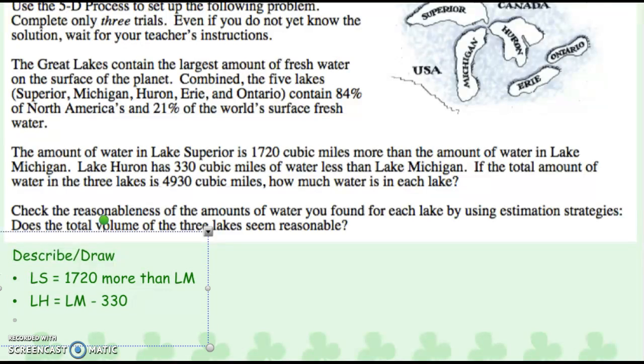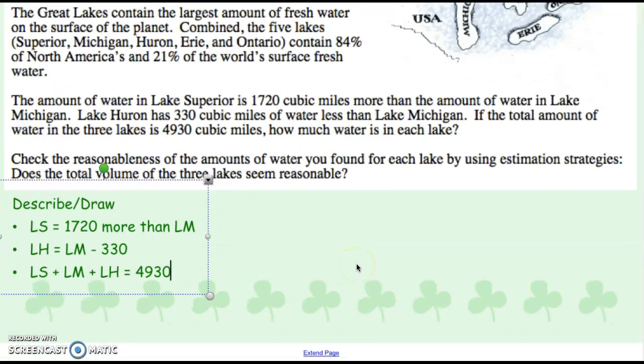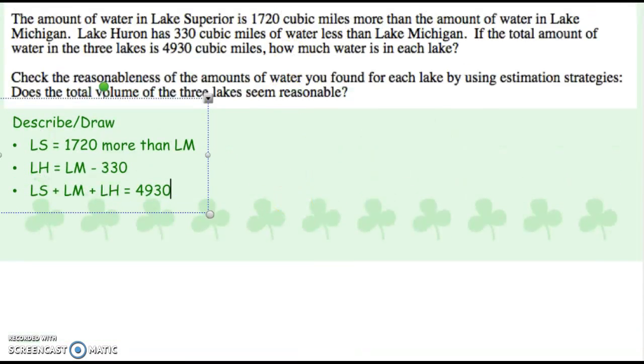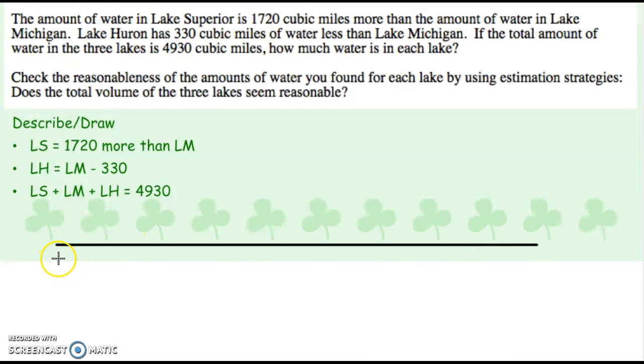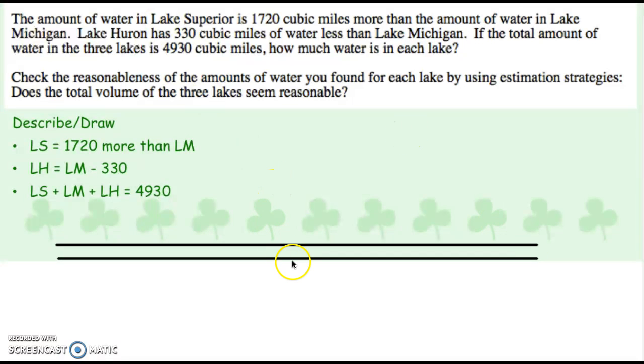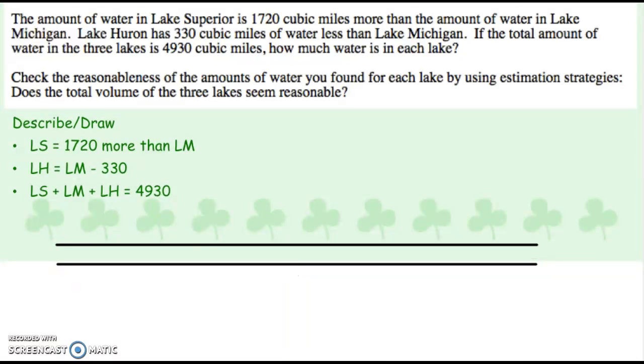If the total amount of water in the 3 lakes is 4,930 cubic miles, how much water is in each lake? So I have Lake Superior plus Lake Michigan plus Lake Huron. If I add all of those together, it equals 4,930. Okay, so the next part of the 5D process, I'm going to set up my table. I'm going to leave room to write titles there. So make sure that your notebook ends up looking the same as my notes.